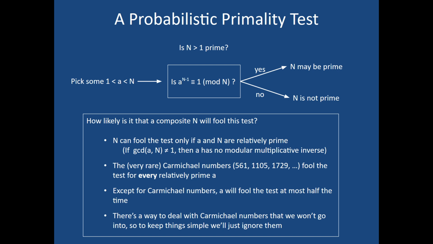Another observation is, except for Carmichael numbers, every other composite number will fool the test at most half the time. Half the time it will fool it, half the time it won't. Or better than that. It might only fool it a quarter of the time or an eighth of the time. But at worst, other than the Carmichael numbers, no composite will fool the test more than half the time. Finally, there's a way to efficiently detect Carmichael numbers. We won't go into it, so we'll just ignore Carmichael numbers. We'll assume they don't exist. So put all this together, and what's a good probabilistic primality test?